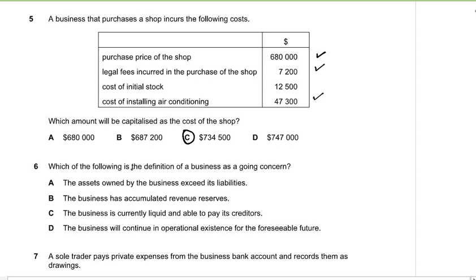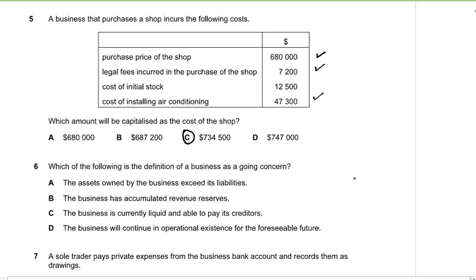Which of the following is the definition of a business as a going concern? I remember in my previous videos, I defined what going concern means. Going concern means that the business intends to continue into the foreseeable future and there is no intention to close the business or materially curtail the operations of a business. So it's a matter of knowing your definition here. So we look at the options that were given.